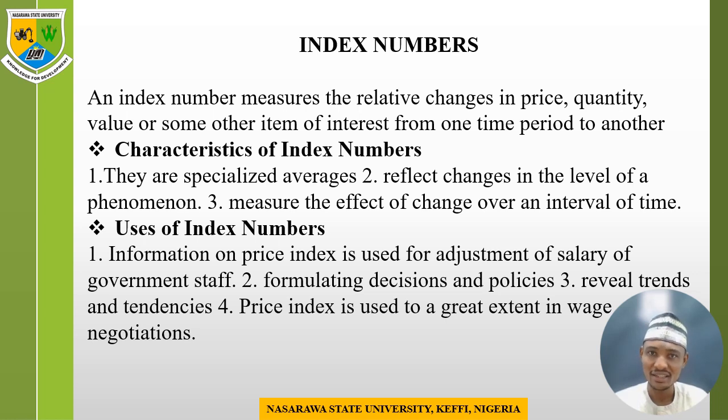Now, this index number is useful also in some cases like this. One is the information derived from index number is used for adjustment of salary of government staffs, formulating decision and policy, reveal trend and tendencies. Price index is used to a great extent of wage negotiation. These are some of the characteristics of uses of index number.